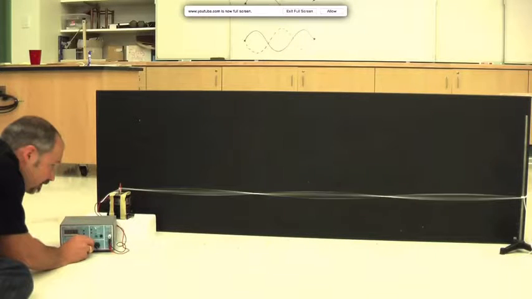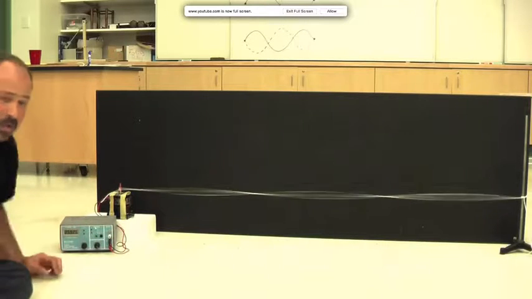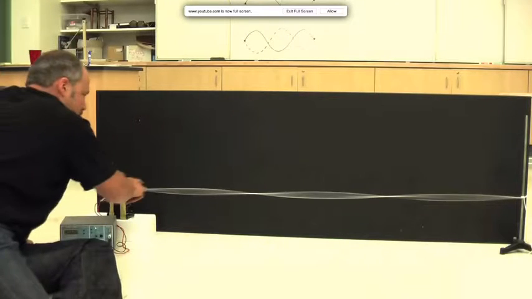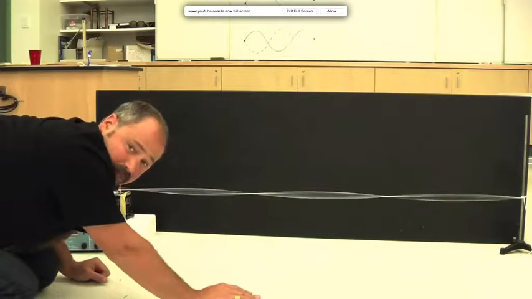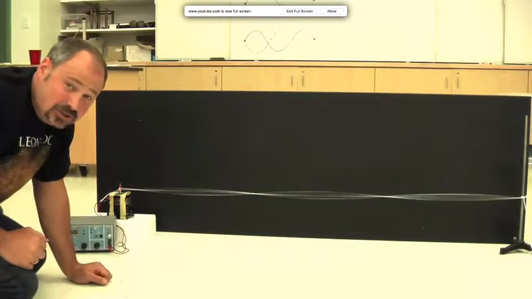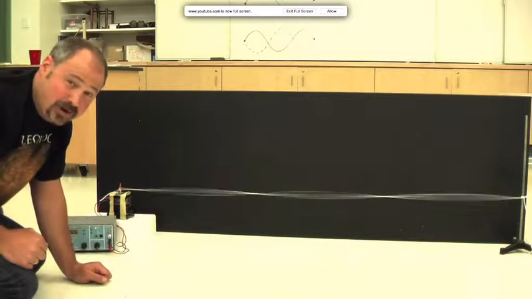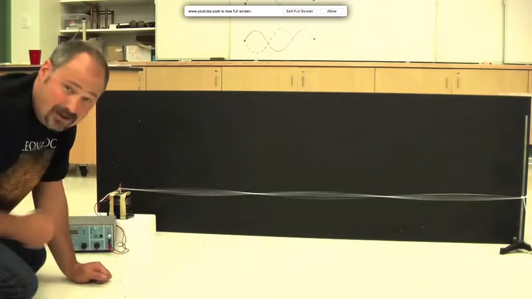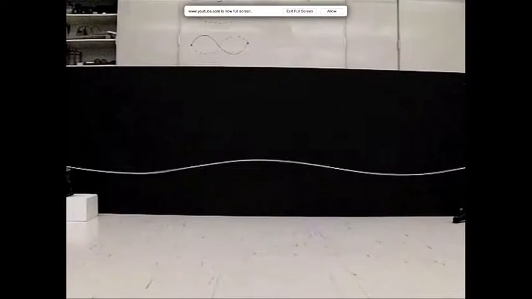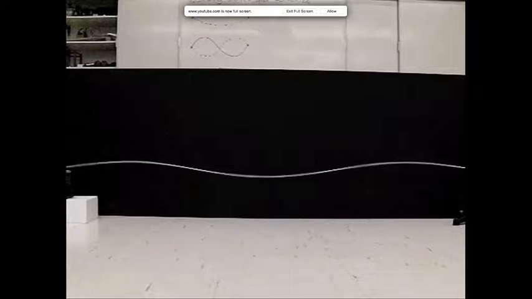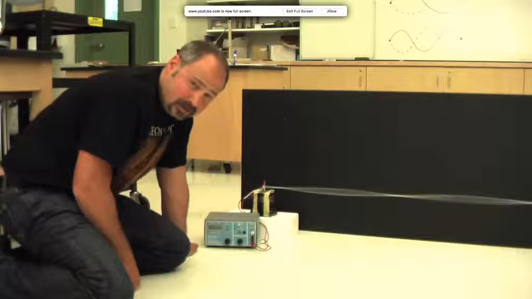And there we go. So that's the third harmonic. How many wavelengths is this? Well, it's 1 and 1/2 wavelengths. And it's easier to see in high speed. So check out this shot with the high-speed camera and verify for yourself that it is 1 and 1/2 wavelengths. So again, third harmonic, 1.5 wavelengths.